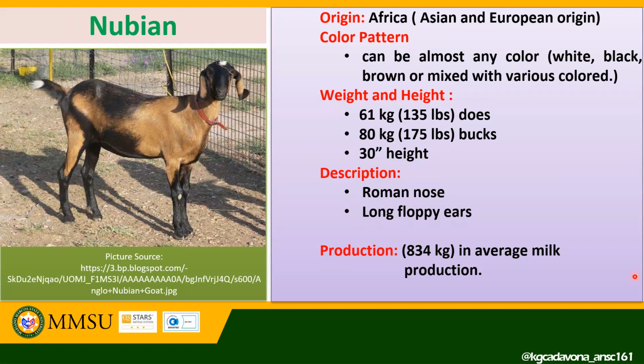Then as for their weight, a doe typically weighs around 61 kilograms and a buck around 80 kilograms with an average height of 30 inches. Then if we look at the milk production, we could conclude that Nubians tend to produce somewhat less milk than other breeds. Okay? So mas maliit yung production ng milk nila compared to other dairy goats. So yung origin niya is Africa, but then there are some books na that tell us na somewhere in Asia and European origin also.